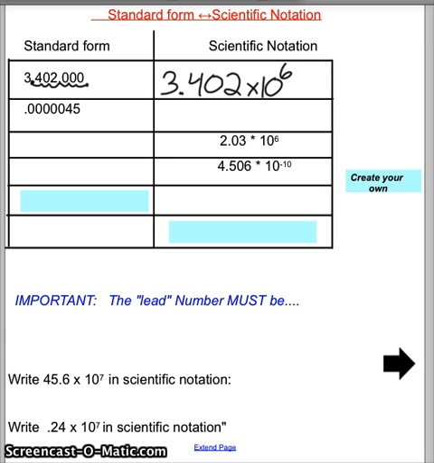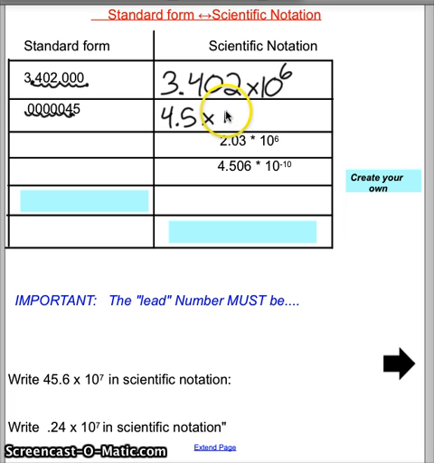So here, for 0.000045, our goal is still the same. We're looking to get it between 1 and 10. So let's move our decimal. 1, 2, 3, 4, 5, 6. All right, so I moved it over 6 spots. When I stop in between the 4 and 5, that gives me a number between 1 and 10.